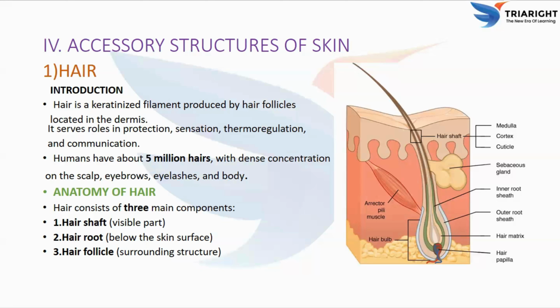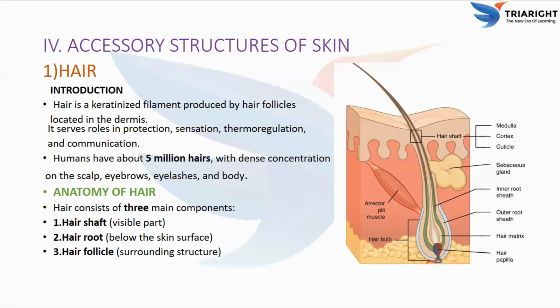In sensation, each hair follicle is connected to sensory nerve endings, making hair very sensitive to touch and vibration. Thermoregulation: hair traps a layer of warm air close to the skin. The arrector pili muscle contracts in cold or fear, which causes goosebumps and raises the hair. It also plays a major role in communication. Hair helps with social and sexual signals, for example eyebrows, beard, and scalp hair.